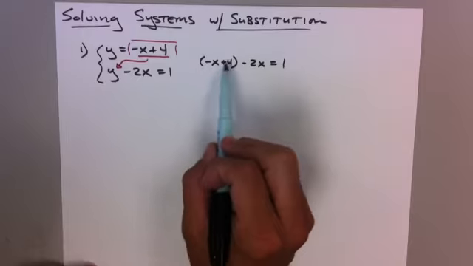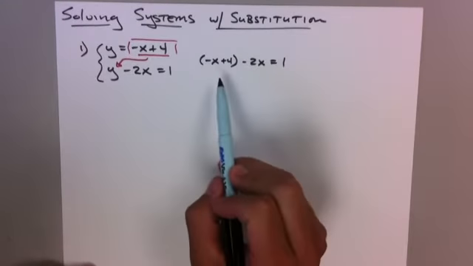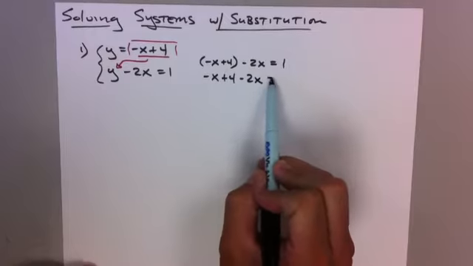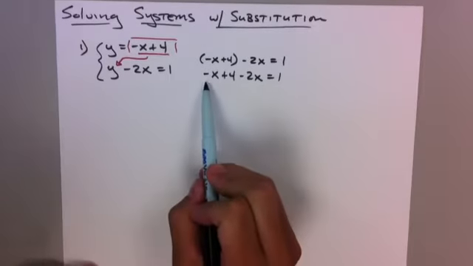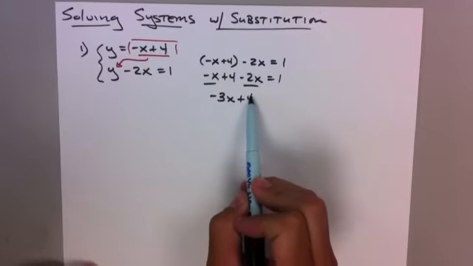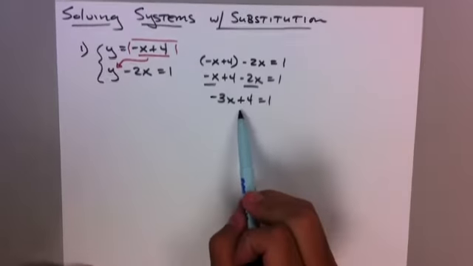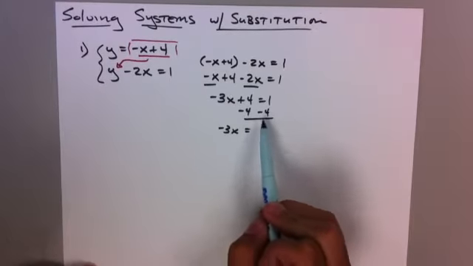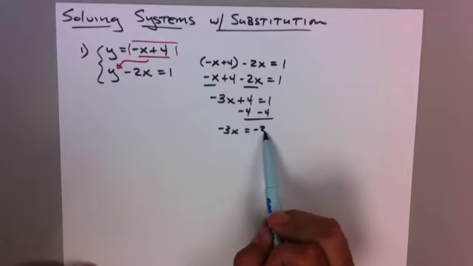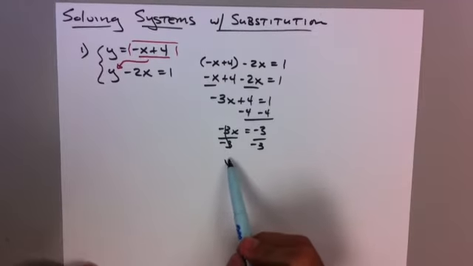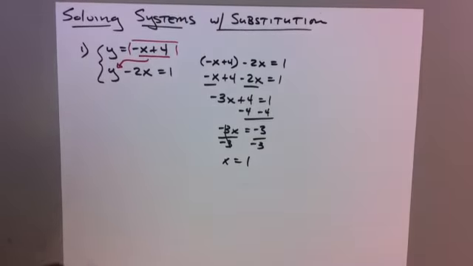Any reason for these parentheses? No. So I'm just going to drop them off. Looks like we have some combining like terms we can do. So we get negative 3x plus 4 equals 1. Subtract 4. Negative 3x equals 1 minus 4 is negative 3. Divide by negative 3. x equals 1.